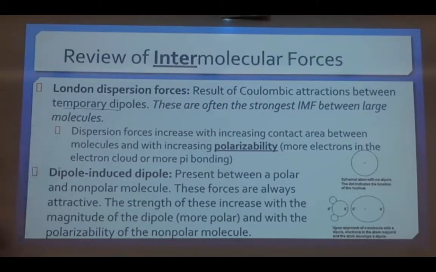It's essentially just a quick partial positive, partial negative side to allow for attraction. London dispersion forces are the strongest between very large molecules. We'll look at some examples of some large molecules. But typically if you have lots of C's and H's, those are organic molecules, and dispersion forces will be the strongest intermolecular force there. When we look at the strength of dispersion forces, this is the most missed topic related to intermolecular forces. It's not that people don't know what they're doing, it's the reasoning and the explanation. So dispersion forces increase with increasing contact area.